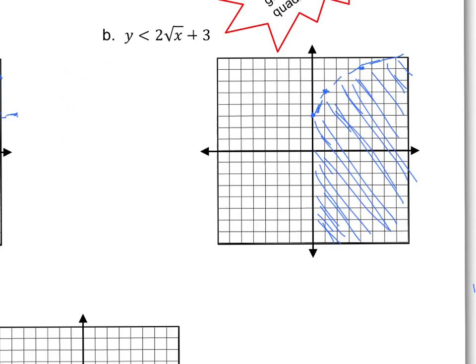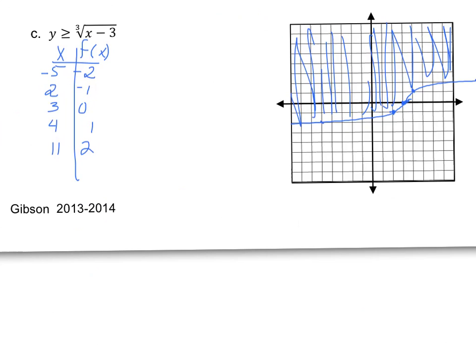When we look at B, y is less than 2 times the square root of x plus 3, we can see that it shifts up by 3 units. It is stretched by a factor of 2, and we want all y values that are less than that curve. So it should look like this. And then when we look at C, we can see that it's a solid line because it's greater than or equal to the cube root function. So when we put in our values, it's going to be the cube root function, but it's going to be shifted to the right by 3 units. And we're going to shade everything above that. So you can now move on and try the homework.